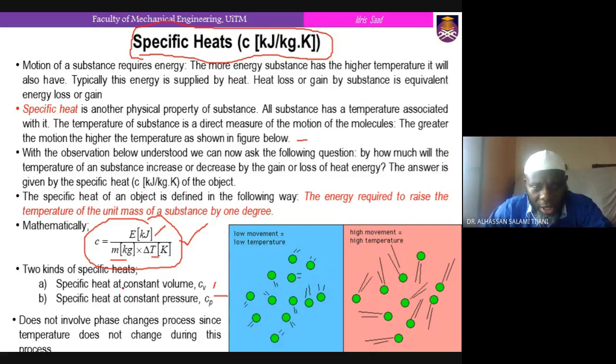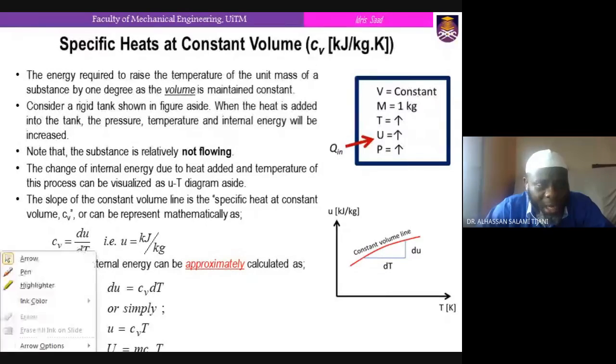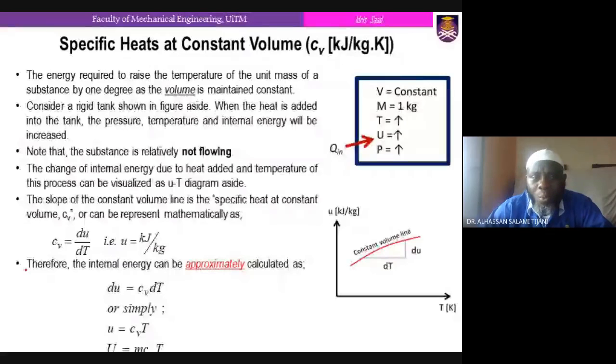Okay, so we are going to look into individual specific heat capacity, for volume and then for pressure, at constant volume and constant pressure. Specific heat capacity at constant volume is the amount of energy required to raise the temperature of a unit mass of a substance by 1 degree Celsius at constant volume.